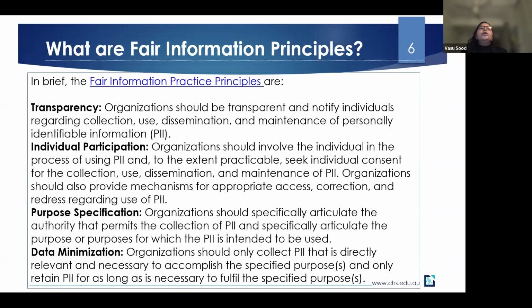This means we should have data minimization. That is our next principle. Data minimization means only the necessary data should be collected and retained for the shortest possible time. We should not collect unnecessary data, or all the data which is not needed for the specific purpose in healthcare. This fair information also has more principles in the next slide.